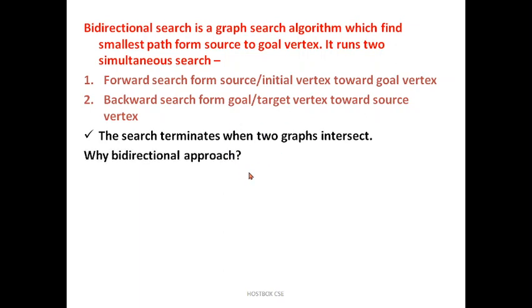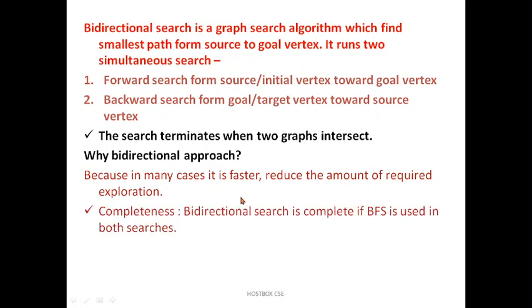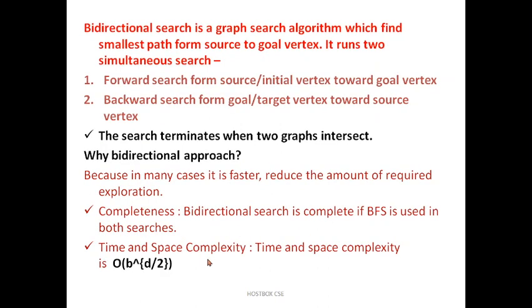And why do we need this bidirectional approach sometimes in artificial intelligence? Because in many cases it is much faster and also reduces the amount of exploration required. The disadvantage is that it takes a lot of memory space. On completeness, the search is complete if BFS is used in both searches. Time and space complexity follow the same formula, order of b power d by 2, where b is the branching factor. So simple and easy.